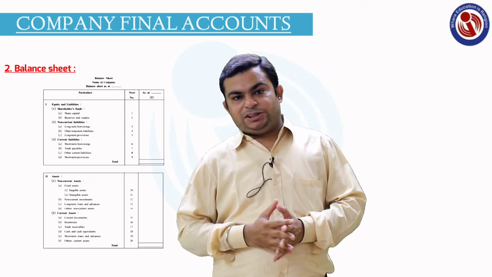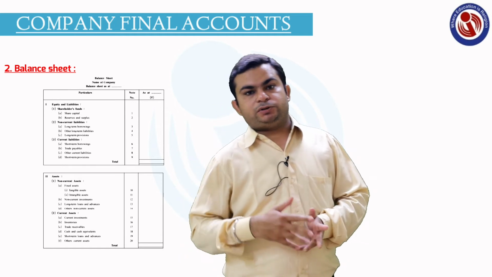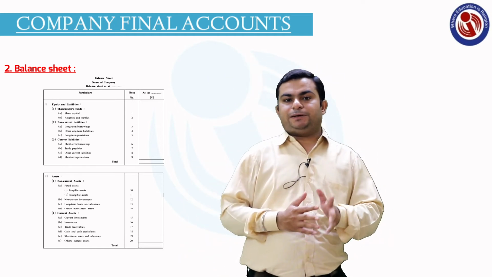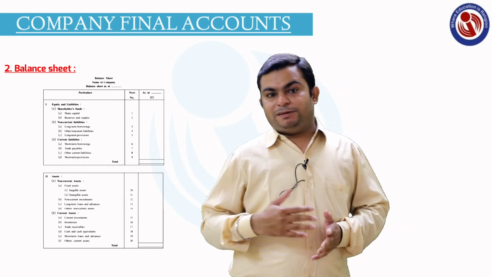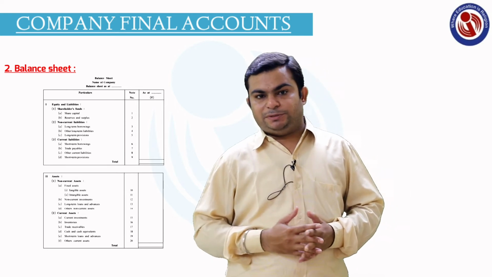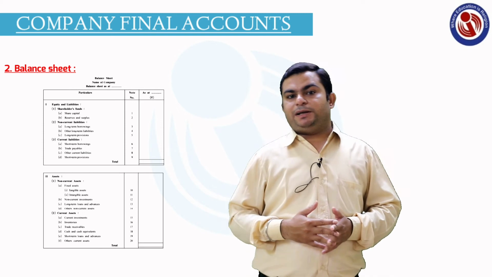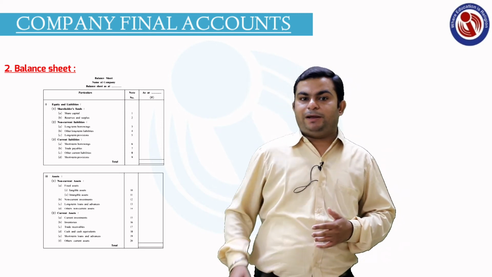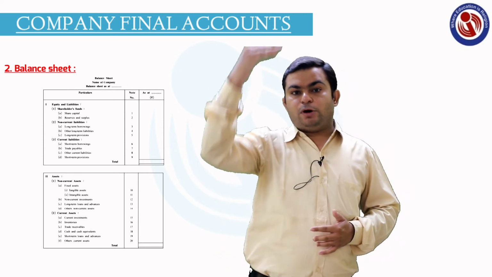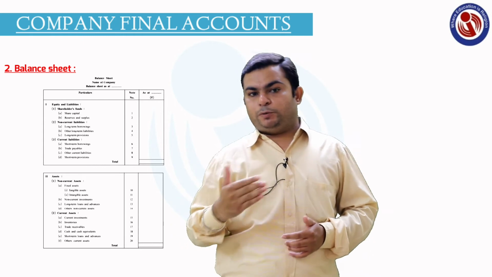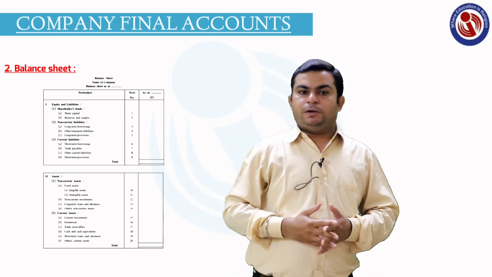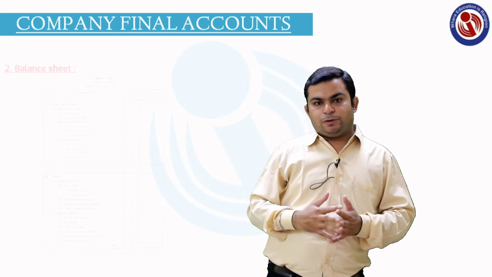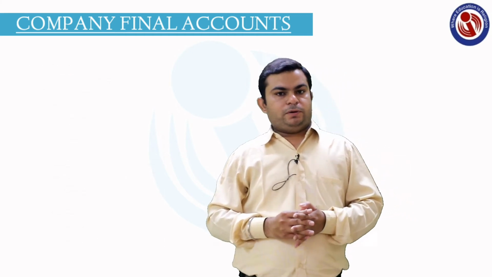This balance sheet is called a vertical balance sheet because the format is different as compared to our previous balance sheet. In this balance sheet, the total will be done in a vertical way. Vertical way means in the above section we will make the total of equity and liabilities, and in the below section we will make the total of assets. So like this we are going to make the total of the balance sheet.